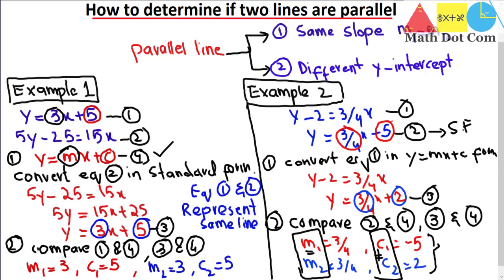So these are parallel lines. This is why we need to check the y-intercept as well, to make it clear that the two lines are different and they are parallel, rather than having the same y-intercept and representing the same line. So that's all from today's lecture.